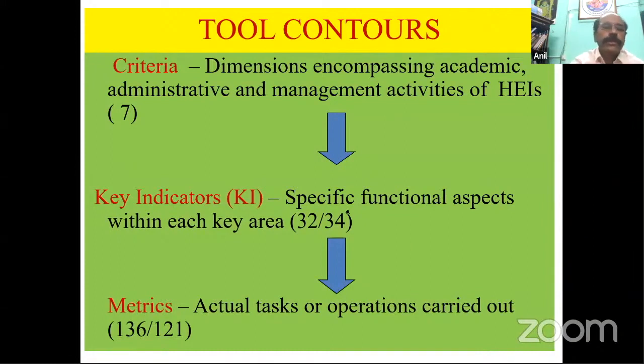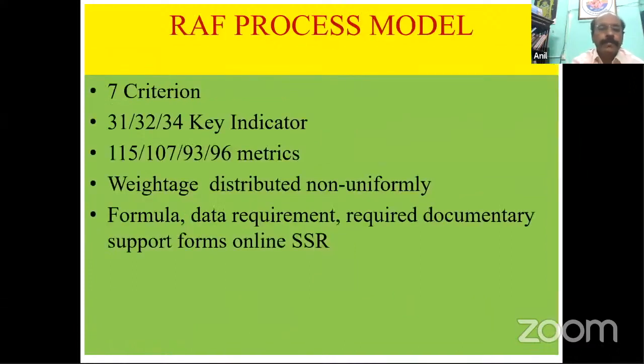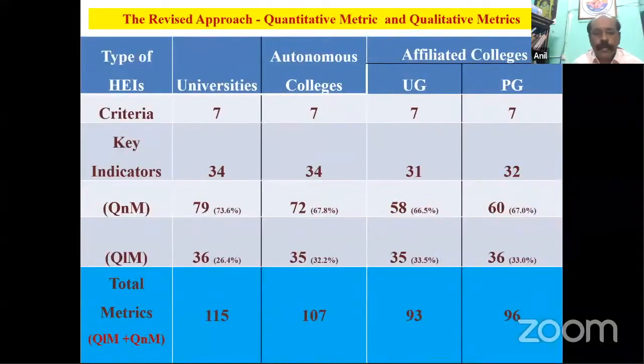So you all know that the tool comprises 7 criteria, and key indicators are 32 or 34 based on universities, autonomous colleges or affiliated colleges. And metrics, there are 136 for some universities and 121 for affiliated colleges. Because CRID is autonomous, I would like to focus on autonomous only. There are 7 criteria and 34 key indicators. 72 are QnM, approximately 67.8%, and QlM qualitative metrics are 35, that is 32.2% overall. Overall total metrics are 107.